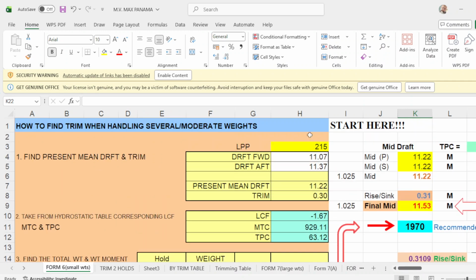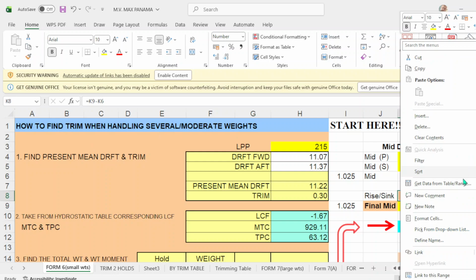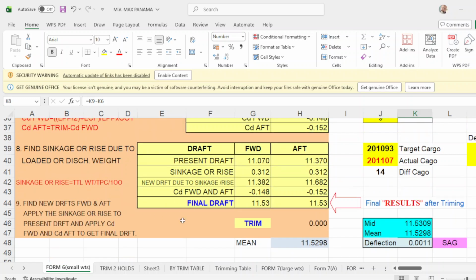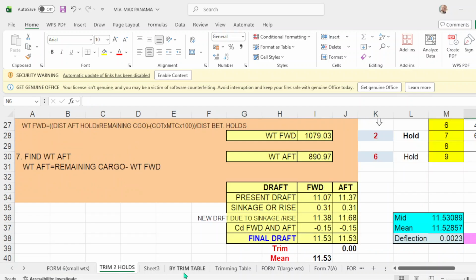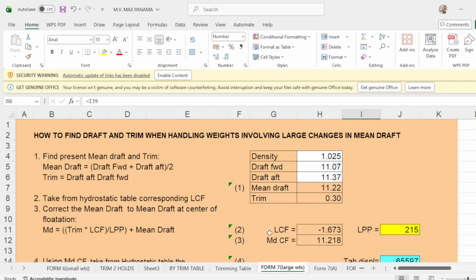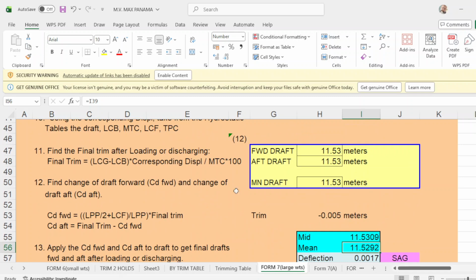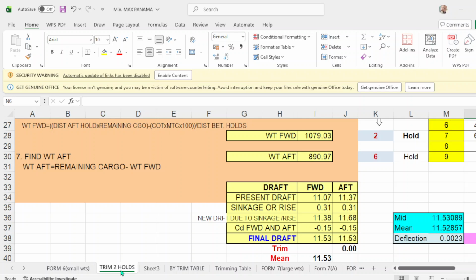And the last one, form number 6. Form number 6 is how to find trim when handling several moderate weights. Okay? And you have here even keel. Okay? Forward drop 11.53, up drop 11.53, trim 0. So you have how much? 1, 2, 3, 4 programs to back you up, and they will have the same departure drop of 11.53.